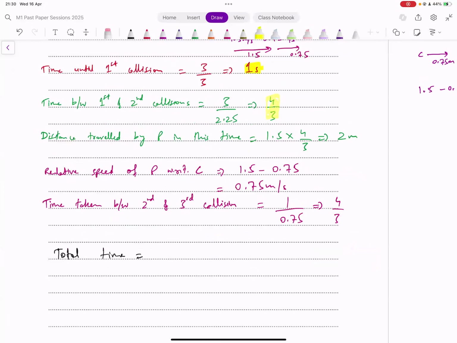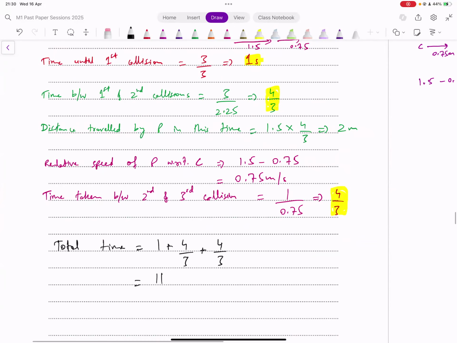4/3, and this 4/3, and that will give you the result: 1 plus 4/3 plus 4/3. That's 11/3. That is your final answer. Or you can say that's 3.66666, 3.67 seconds. That's the time taken.